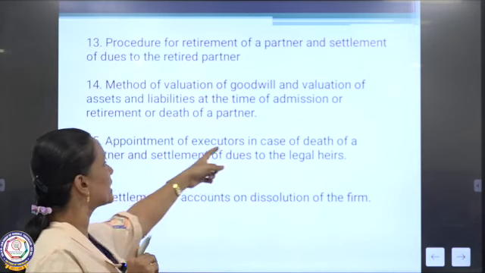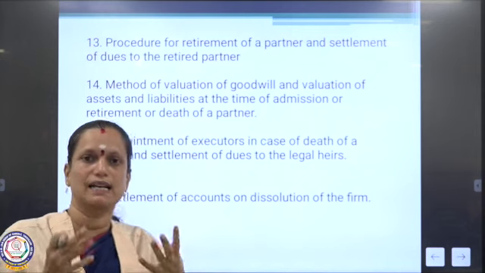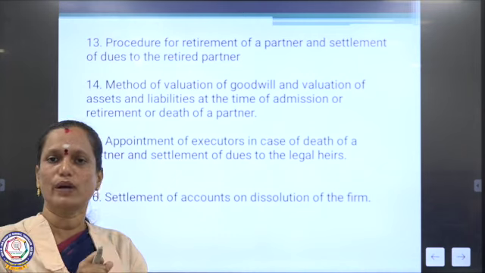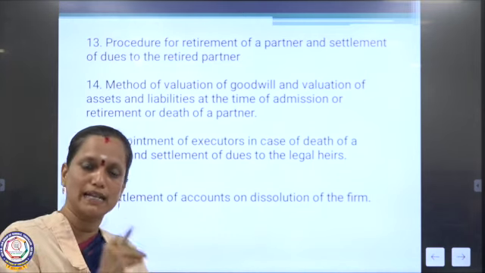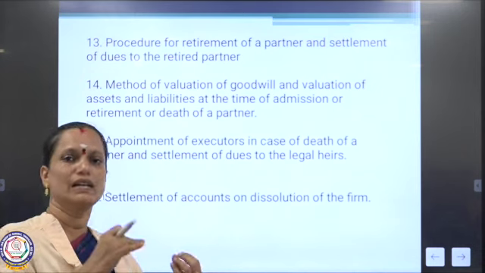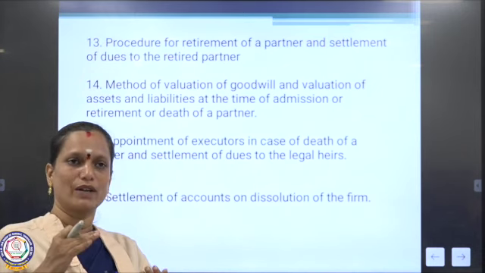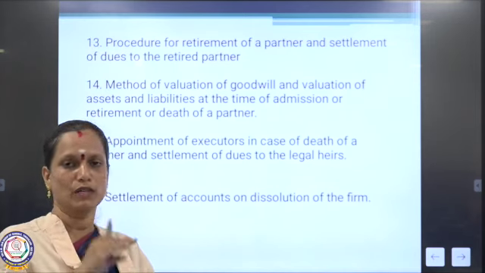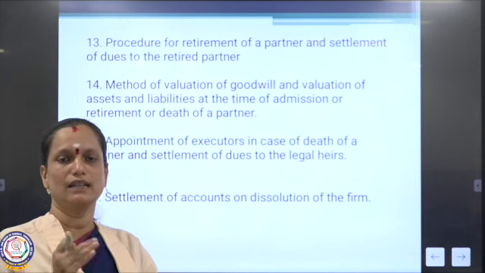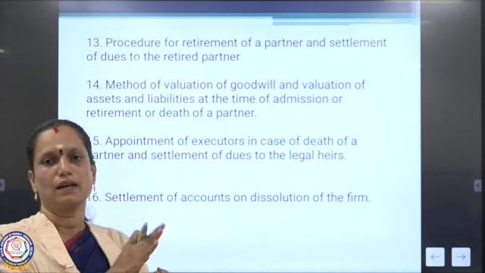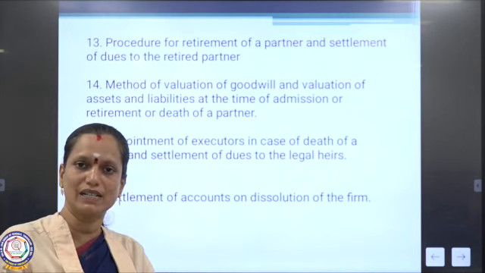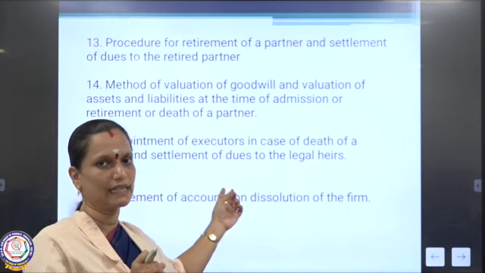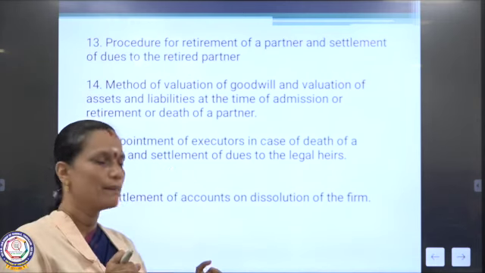Appointment of executor in case of death of a partner and settlement of dues to the legal heirs. See, appointment of executors in case of death. If any partner has died, a sudden death, what will the other partners do? How are they going to settle the amount? Or any minor, last year we saw a minor partner, he will come and sit in, for example, as legal heir. Legal heir means the person who is legally responsible after the death of the person, who is taking care of his assets and liabilities. So that person will take care of the business. How we are going to settle the amount for that person, that also we have to mention.